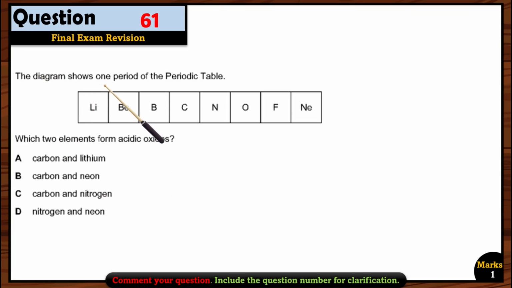Question 61. The diagrams show one period of the periodic table. Which two elements form acidic oxides? So they should be non-metals, right? From carbon to fluorine, anything from carbon to fluorine will be the right option. So we can see over here carbon and nitrogen. They both are non-metals, so that's why they will form the acidic oxide. Carbon dioxide is acidic. Nitrogen dioxide is also acidic in nature, so option C is correct.